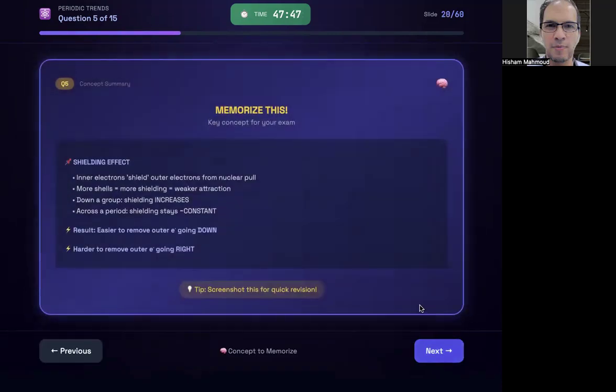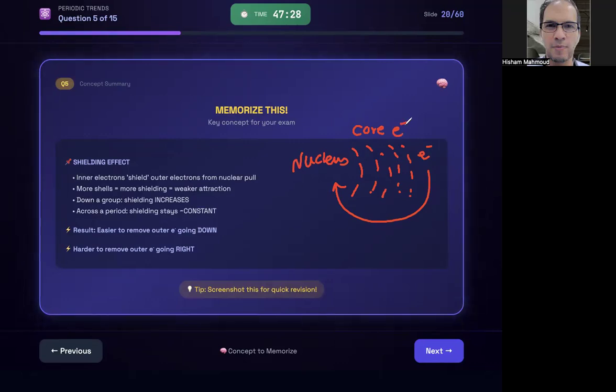So memorize: the inner electrons shield outer electrons from the nuclear pull. The inner or the core electrons make it very difficult for the attraction to happen. This is the nucleus, and there are a lot of core electrons as you go down. So the electron is less attracted to the nucleus because there is repulsion happening from the core electrons. This makes it very difficult to be attracted. So as you go down, the attraction becomes less and ionization energy becomes less. It's easier to remove. Down a group, the shielding increases.